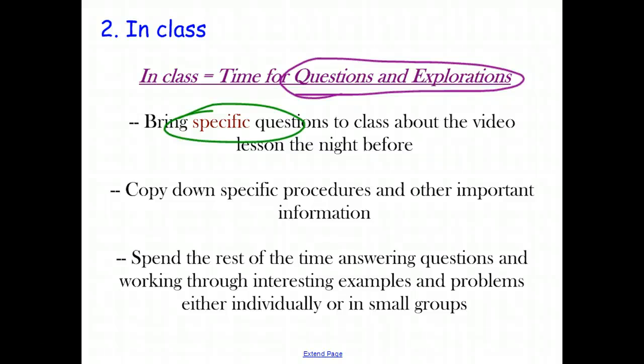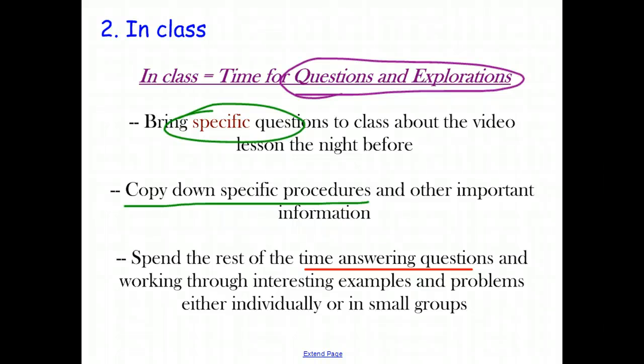We will copy down some specific procedures and other important information, which some of this will become more obvious as we go through the video lessons, but you do need to bring your notebook to class and home for the video lessons so that you can do the work and copy down specific information we need. And then the rest of the time in class, we spend answering your questions and also working through interesting examples and problems related to what we saw in the video lesson, either individually some days, in small groups, or we may go through it as a whole class.